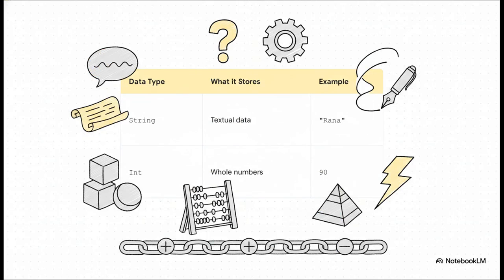So to get started, let's just focus on the 2 big tribes you're going to meet all the time. First, there's string. This is for any kind of text, a word, a sentence, you name it. If it's in double quotes, it's a string. And then you have int, which is just short for integer. That's your go-to for whole numbers. 10, 90, even -5. All of those are ints.